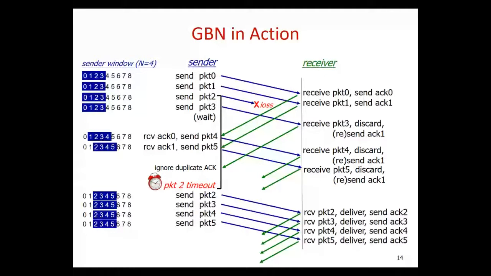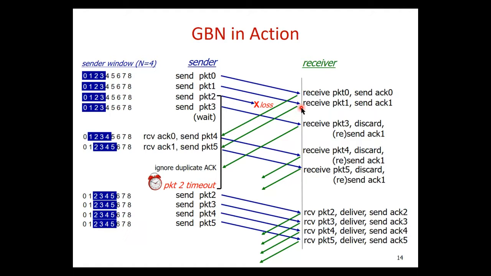Okay, welcome back. Let's now look at Go Back N on an example to see how it works. Here we assume that N is 4, so the window size is 4, and therefore the sender can send 4 packets before it has to wait for the ACK. And here assume that packet 2 is lost.